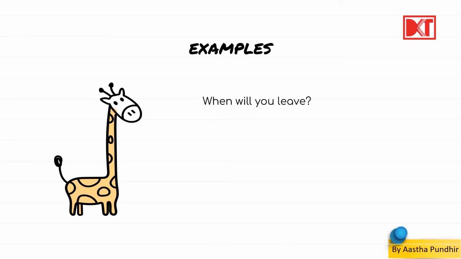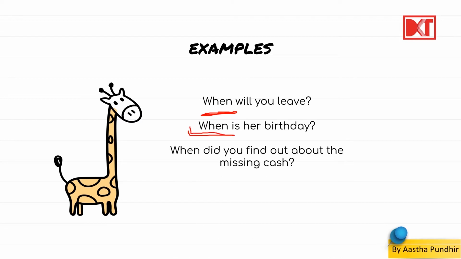Next here, like when will you leave? Here what are we asking about? We are asking about a certain time or such a moment, like when will you leave? And when is a birthday? We are asking about a certain occasion, so we are using when. When did you find out about the missing cash? And here what are we using when for? For a certain moment or an event, you can say. Alright.